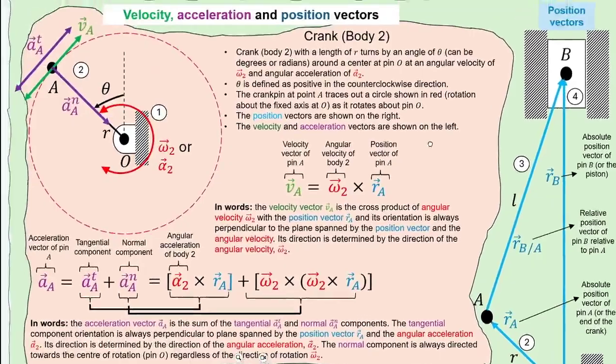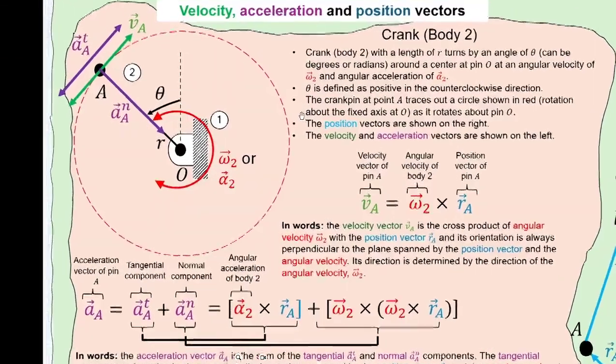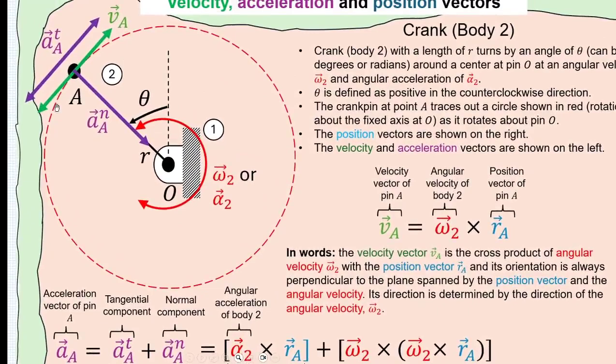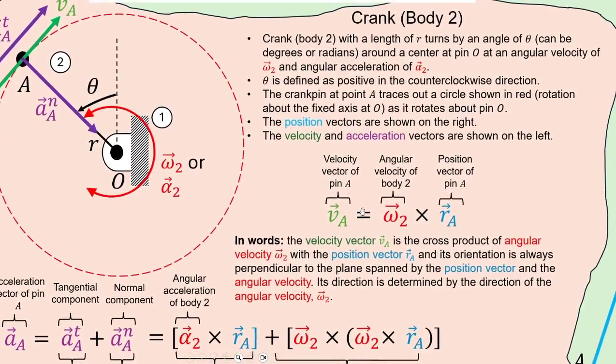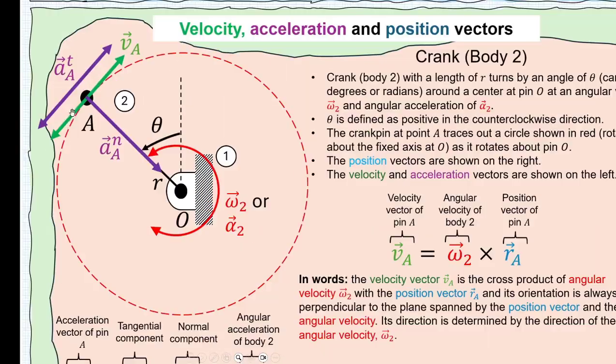Let's now look at some velocities, starting with the crank. If we had to trace out the crank pin or pin A and look at its path, it would draw a circle. If we then look at the velocity of that pin at any point in time, we will see that it can be calculated using the cross product between the angular velocity of link 2 with the position vector or absolute position vector of point A. The direction of the velocity at point A is determined by the direction of the angular velocity here. For instance, if the angular velocity is in the clockwise direction, then the velocity vector would point in this direction.